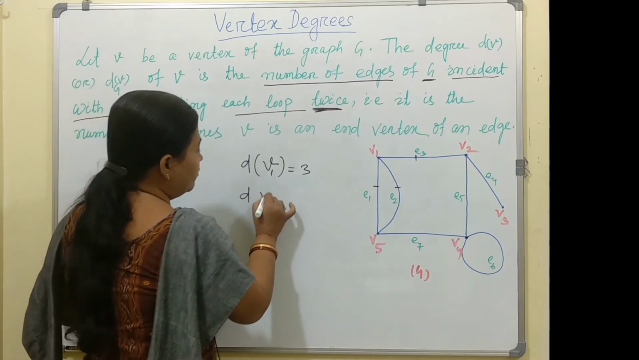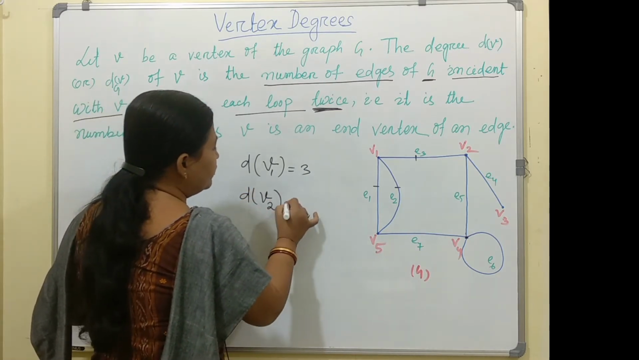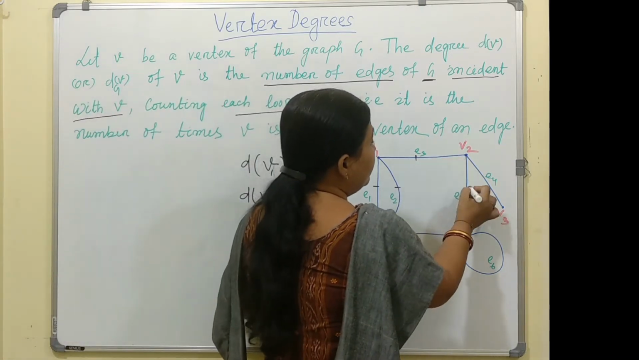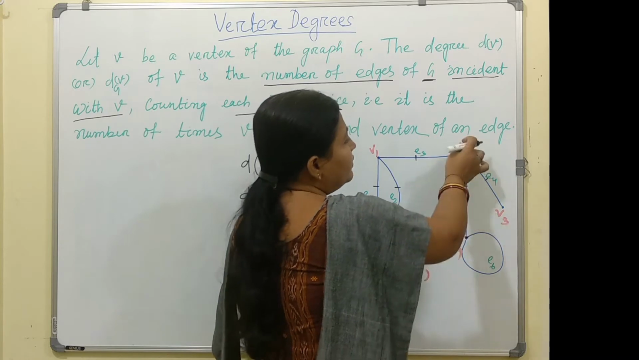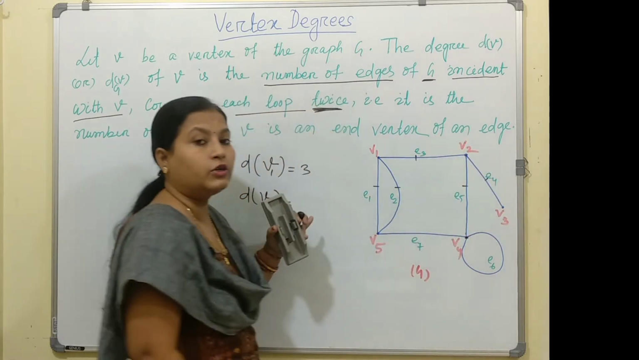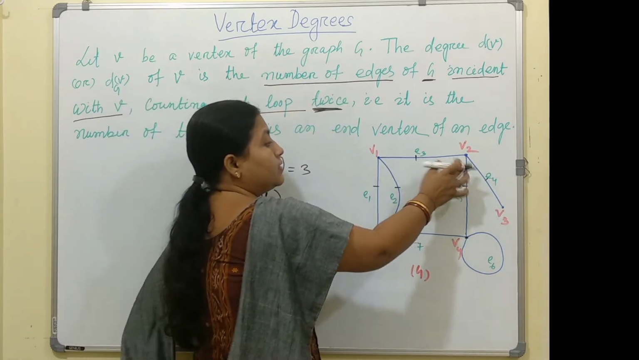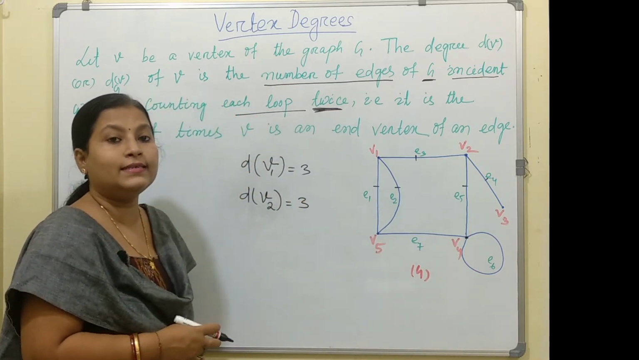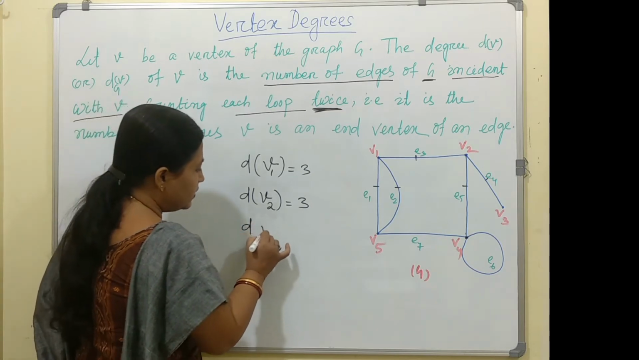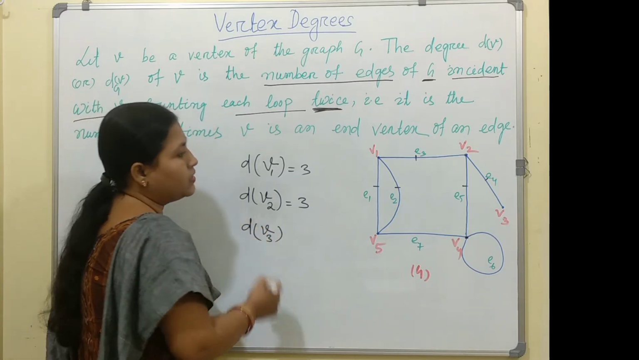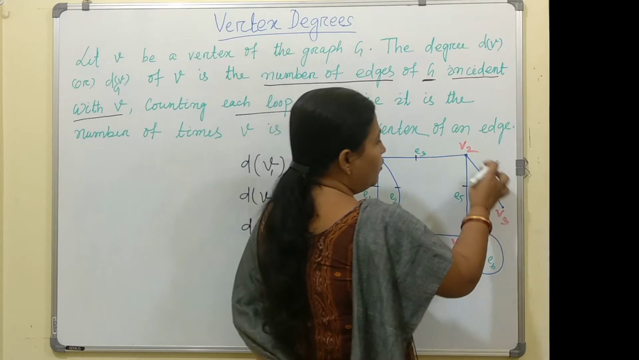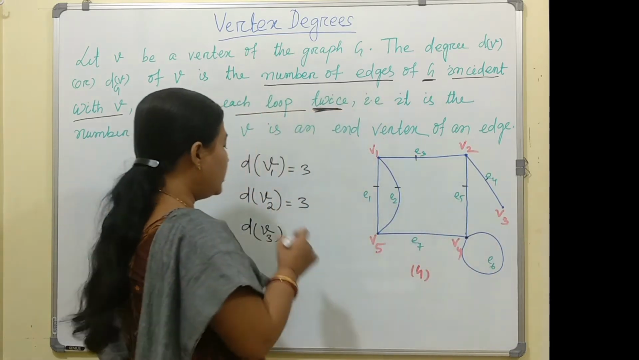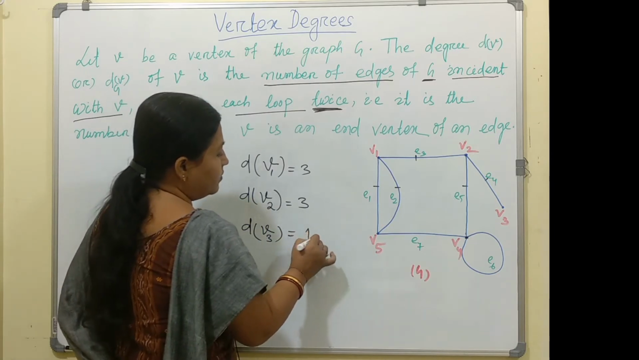Next find D of V2, that means degree of V2. See here E3, E4, E5 are incident with V2. So the number of edges is 3 here, so degree of V2 is 3. Next come to the vertex V3. Here only one edge E4 is incident with V3, so degree of V3 is 1.